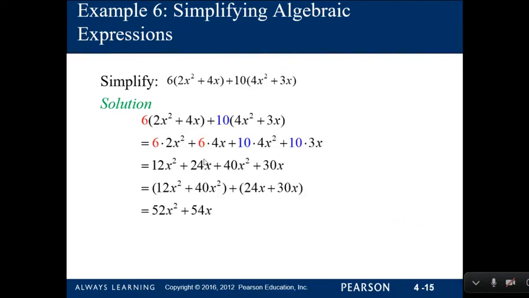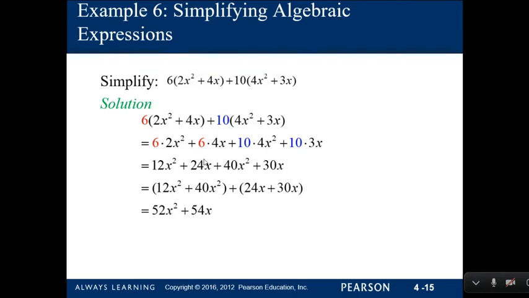Let's see if we have another example. Yeah, this one, another example, they went ahead and put it all out. 6 times the parentheses of 2x squared plus 4x, plus 10 times the parentheses 4x squared plus 3x. So we've got to get rid of the parentheses first.